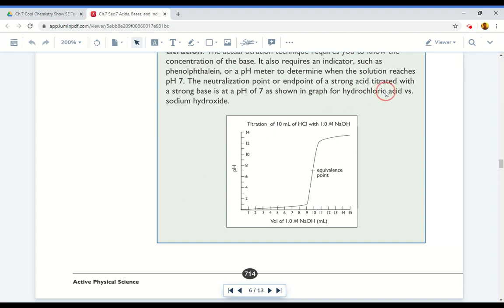This being acidic, this being basic, and the goal, if you are trying to neutralize, is to add enough of both where the product would be a pH of 7, which would be neutral.